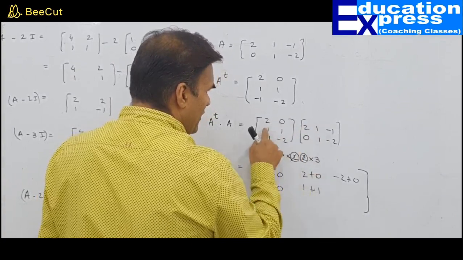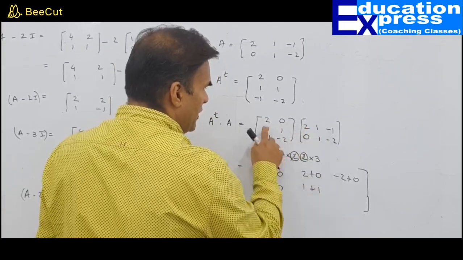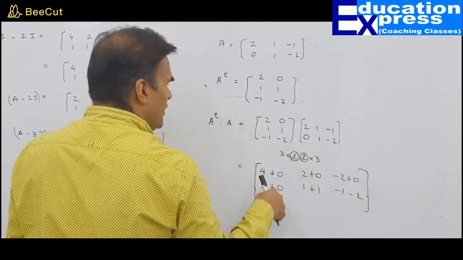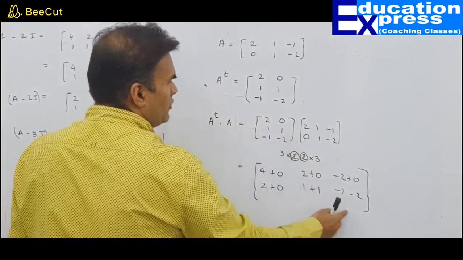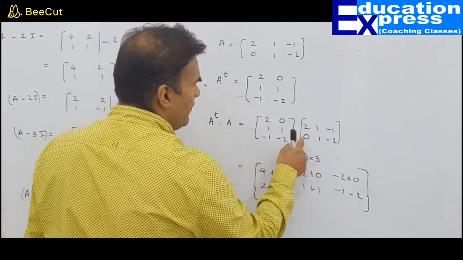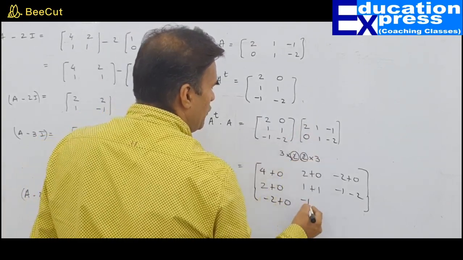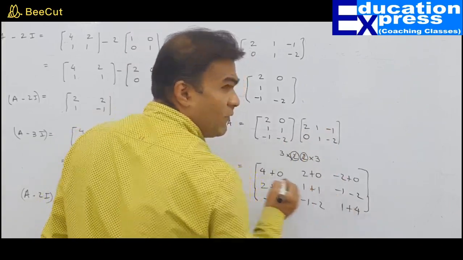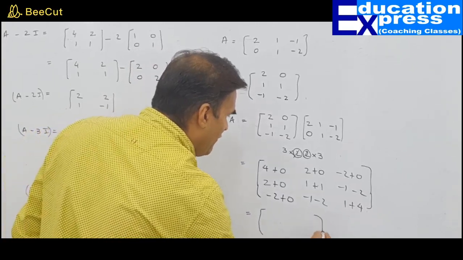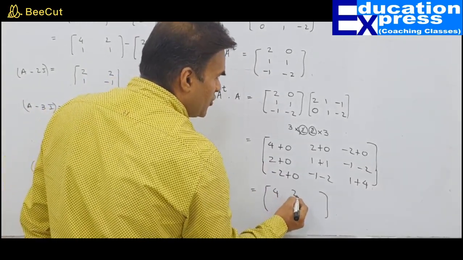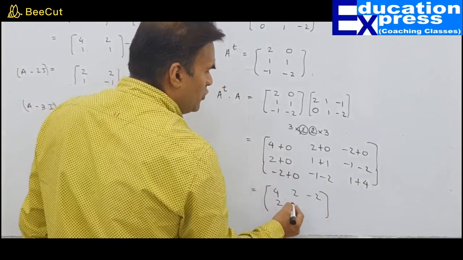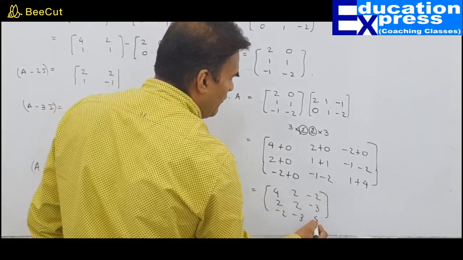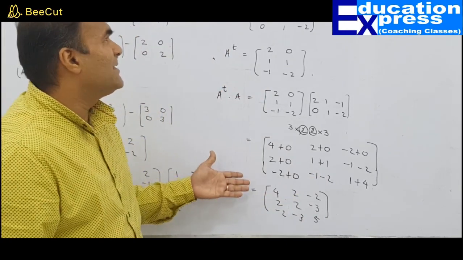This row, this column done. This row, next column done. This row, third column is left: minus 1, minus 2. The next row, that is the last row. So move on to the last one. Minus 1 into 2, minus 2, plus 0. Minus 1, minus 2, 1, plus 4. So ultimately what we get: 4, 2, minus 2; 2, 2, minus 3; minus 2, minus 3, 5. Yes, my dear friends, that's it.